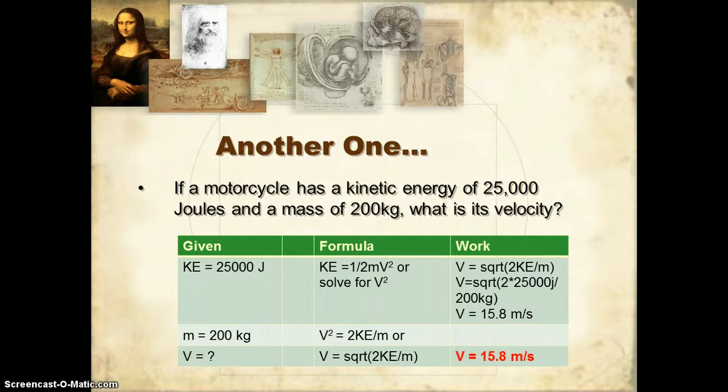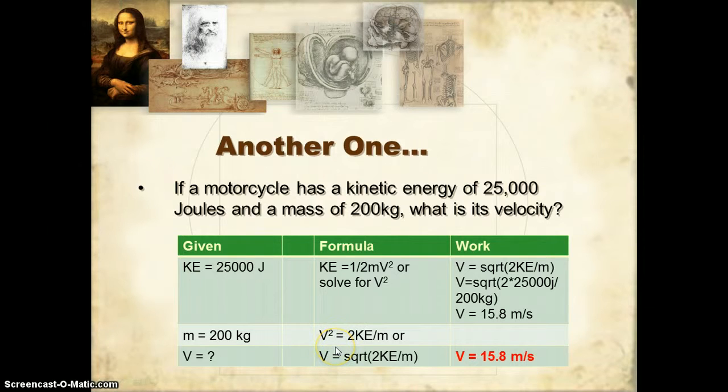Here's another kinetic energy problem. Let's say we have a motorcycle that has a kinetic energy of 25,000 joules and a mass of 200 kilograms. What's its velocity? Well, this one's a little bit different. We're asking you to find the velocity, so you're going to have to change some things around. Once again, we list our given, we list the formula, KE equals 1/2 mv squared, but now we're going to solve this formula for v squared. In order to do that, we have to get v squared all by itself.